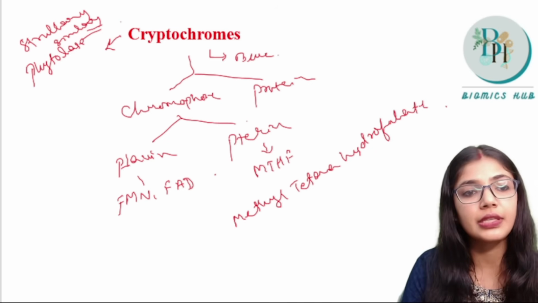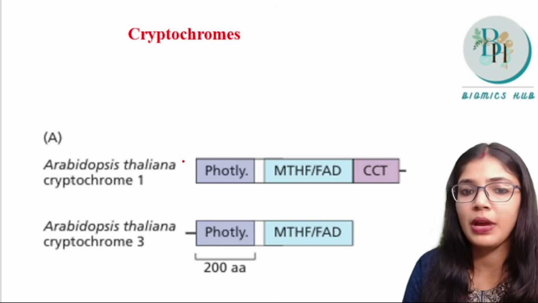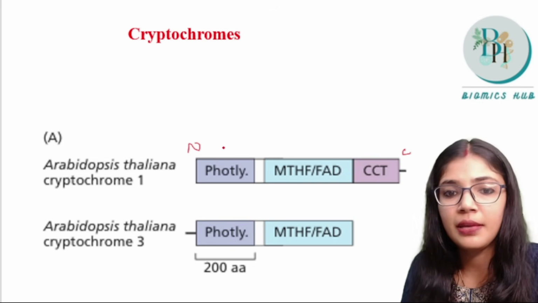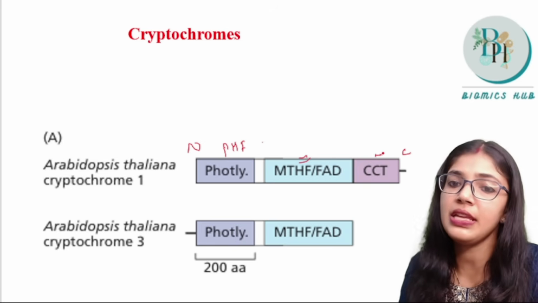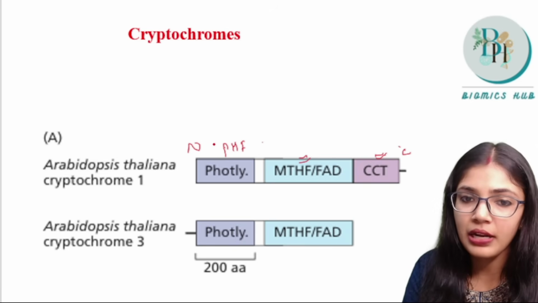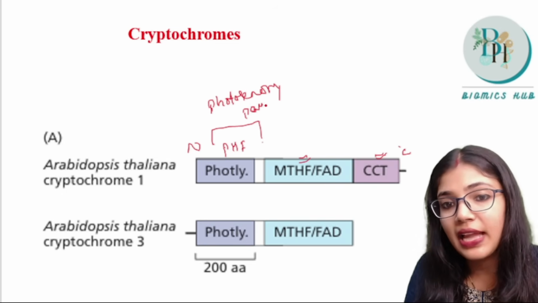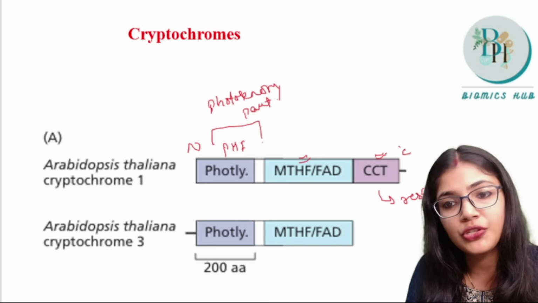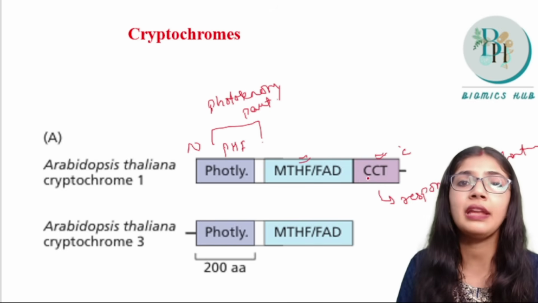Now let us discuss the structure of this cryptochrome. It has two domains, an N-terminal domain and a C-terminal domain. In the N-terminal domain is the PHR, containing MTHF or FAD, and in the C-terminal is the CCT domain. The N-terminal is the part where the light falls, also known as the photosensory part, where the light is absorbed, and the CCT is the response regulator.